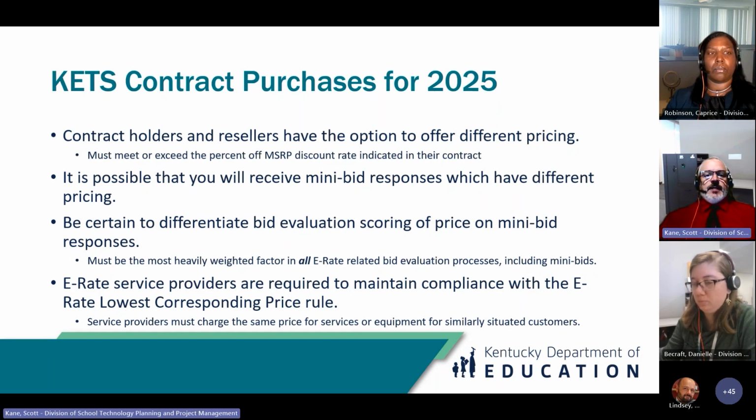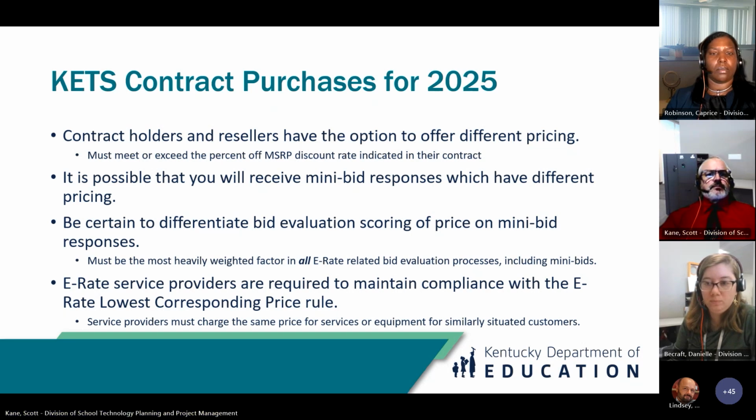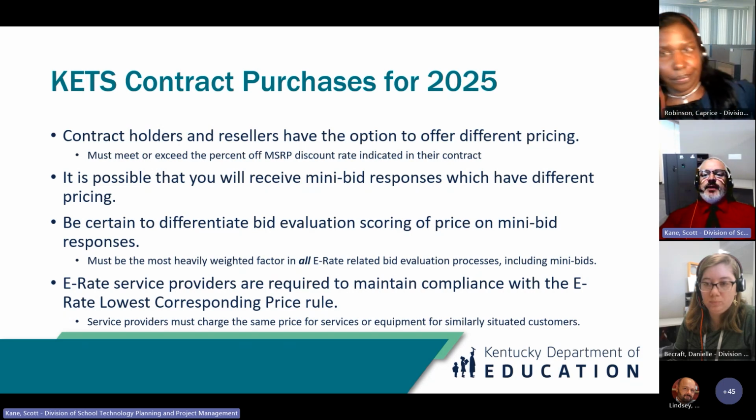This means then that you'll need to differentiate your scoring of prices on your mini bid responses. Now, that having been said, price must be the most heavily weighted factor in the mini bid process, in the bid evaluation processes. Also important to note that the contract holders and resellers, while they may be offering different pricing, must meet or exceed the percent off MSRP rate indicated in their contract. That information is also available on the website.